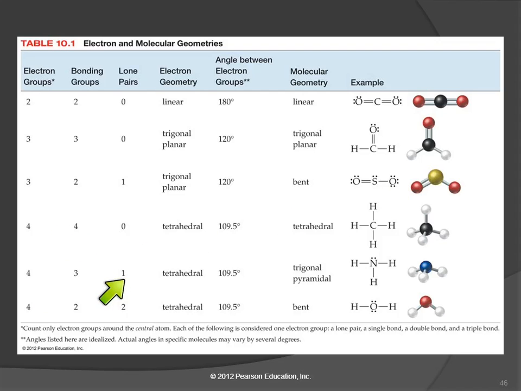Tetrahedral, if there's 1 lone pair, we get the trigonal pyramid. If there's 2, we get bent. So if you can think about it, you don't really have to memorize much of anything. Any questions about molecular shapes?